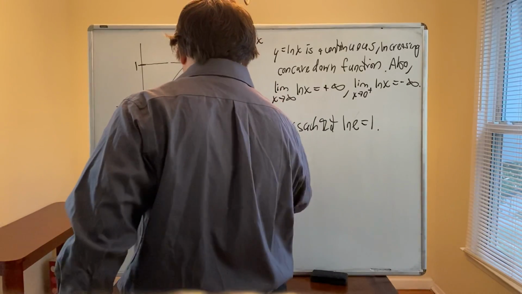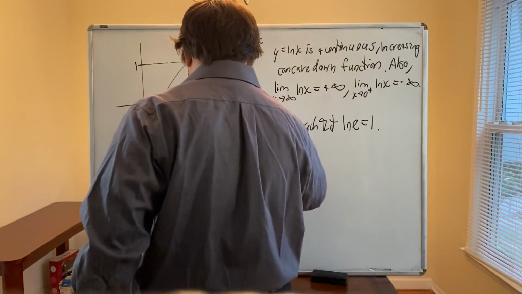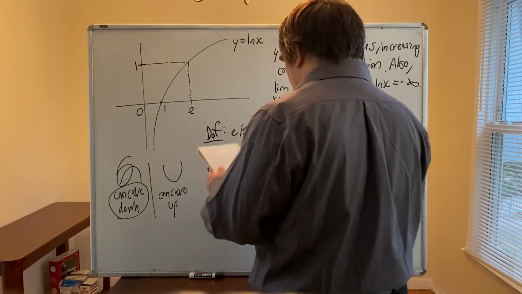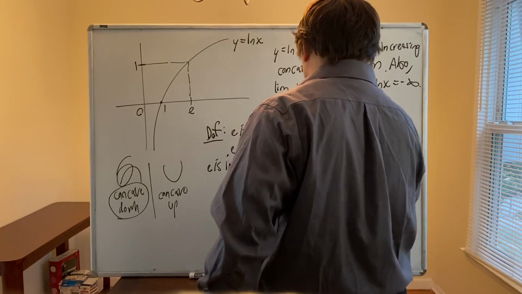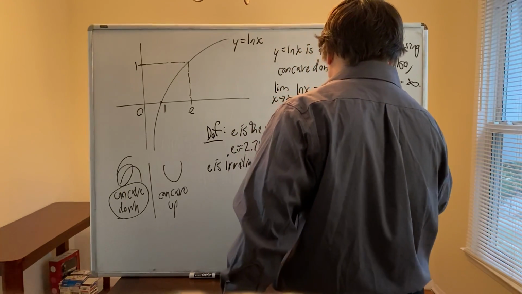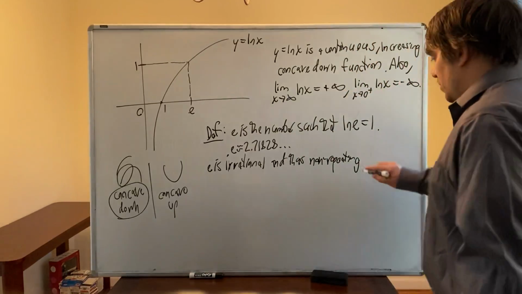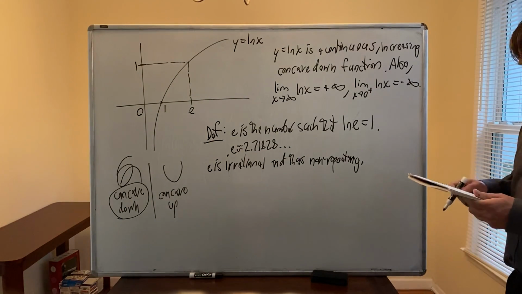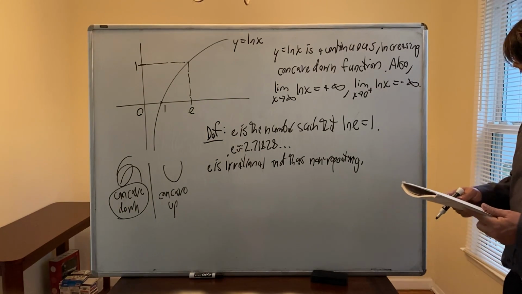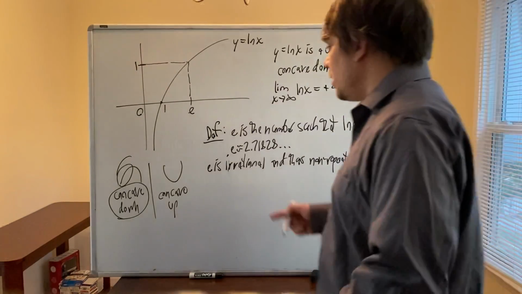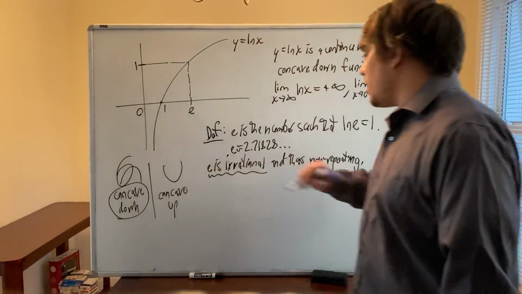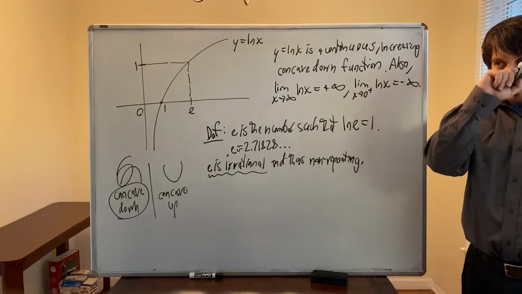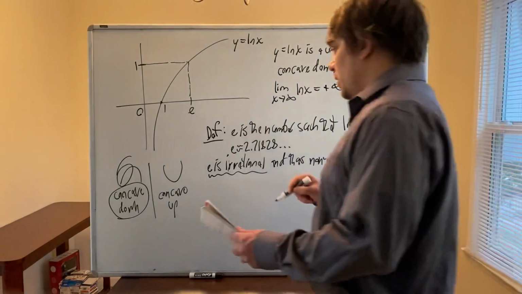Okay. E is irrational and thus non-repeating. E is irrational means that you cannot express e as a fraction, which is a quotient of one integer over another non-zero integer. Okay, that's the definition of e.